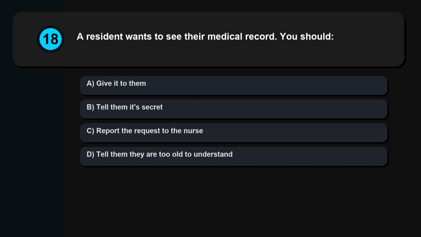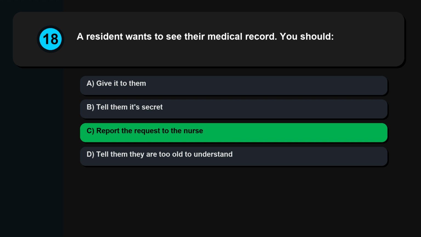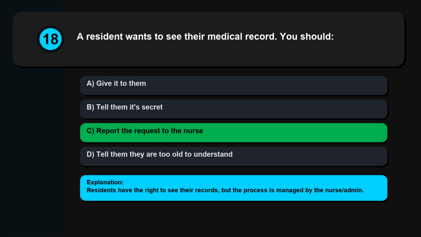Question 18. A resident wants to see their medical record. You should give it to them, tell them it's secret, report the request to the nurse, tell them they are too old to understand. Residents have the right to see their records, but the process is managed by the nurse or administration.